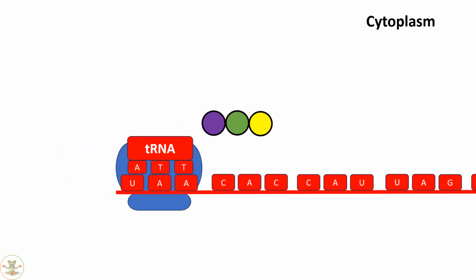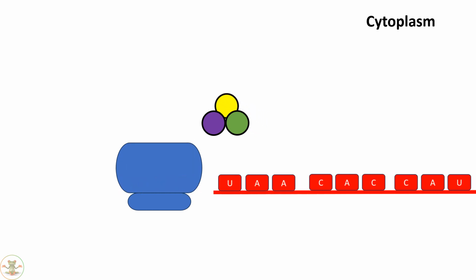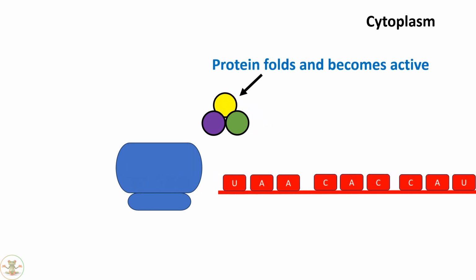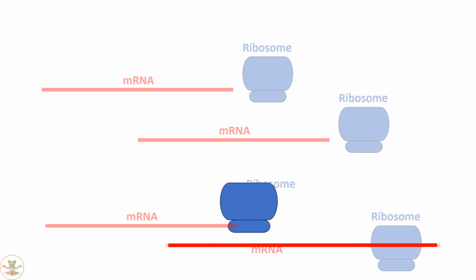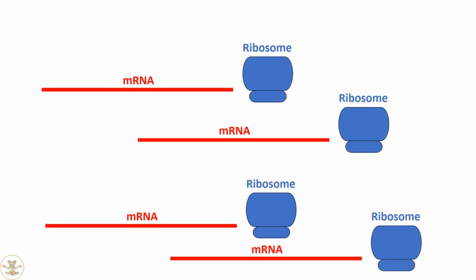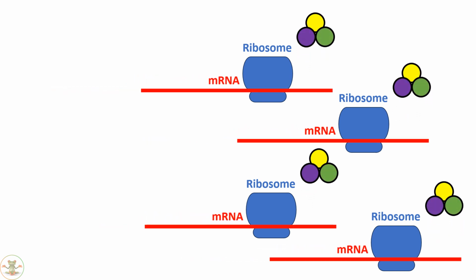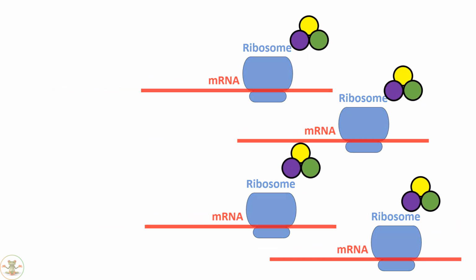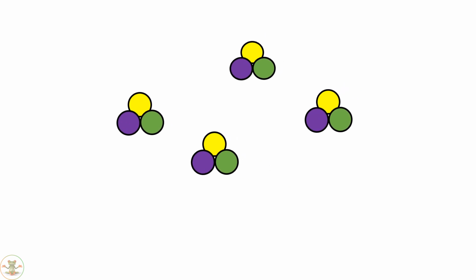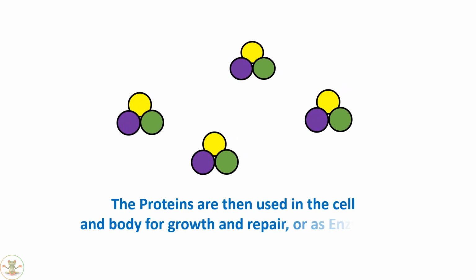The protein is finally released into the cytoplasm. The protein must be folded in a certain way in order for it to work properly. The mRNA code can be read over and over again by many ribosomes, and the proteins will be made throughout the cytoplasm. The proteins are then used in the cell and in the body for growth and repair, or used as enzymes to speed up chemical reactions.